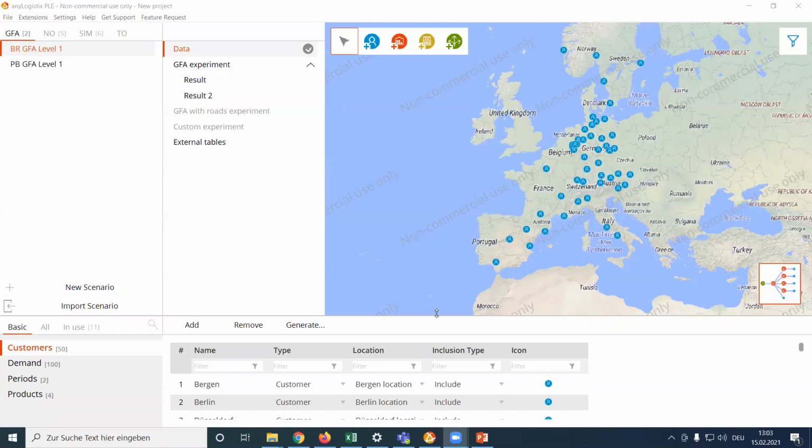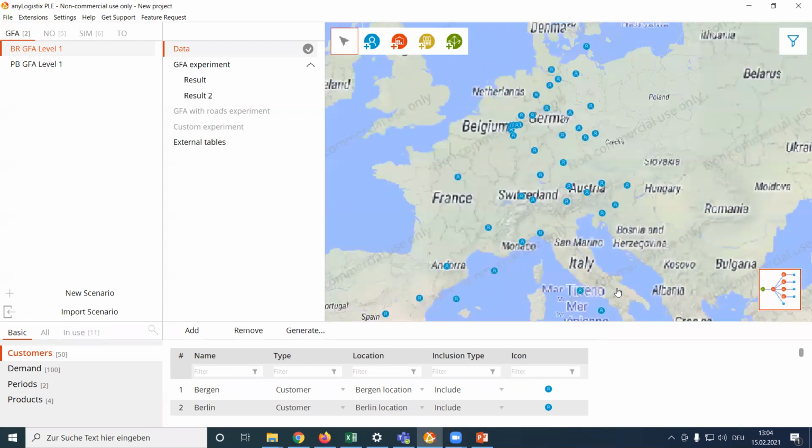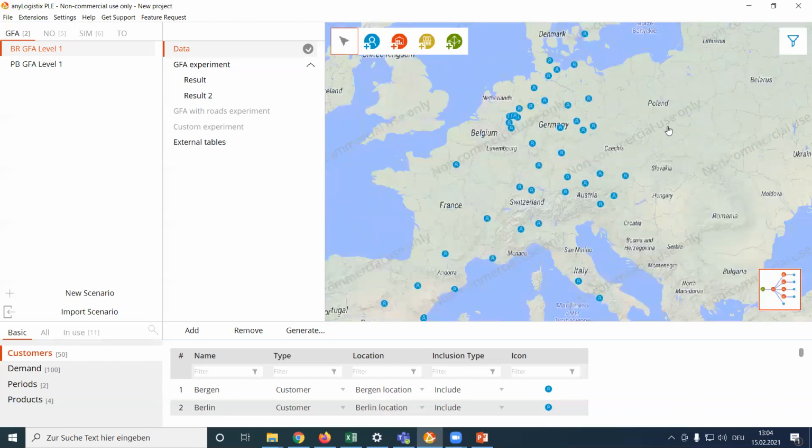In order to illustrate the application of center of gravity method, let us consider a practical situation which has been solved in supply chain simulation and optimization software, anyLogistix. We consider a brewery which is located in Germany, and this brewery has about 50 customers across different European countries.